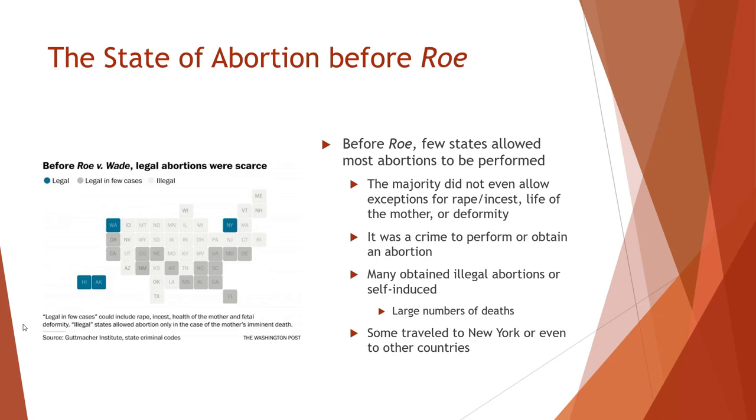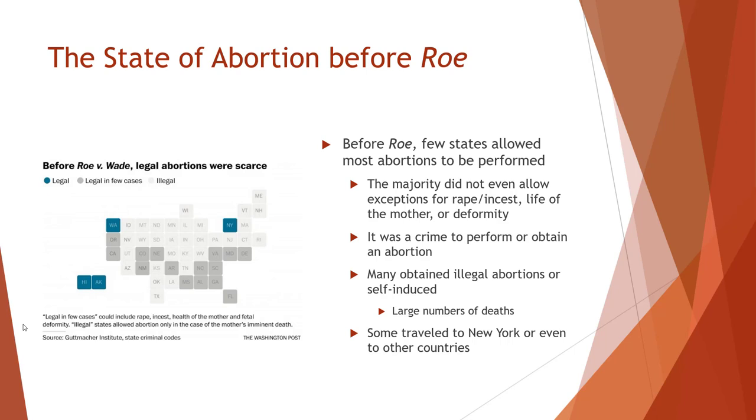So before Roe v. Wade, few states allowed abortions to be performed. The majority did not even allow exceptions for rape and incest, life of the mother or deformity, or even sometimes health of the mother. So life of the mother is sometimes a little bit different than health of the mother. We'll talk about this a little bit later. So it was a crime to perform and obtain an abortion. A lot of abortions were illegal abortions or self-induced. Though the one thing is, a lot of these laws were not often enforced.